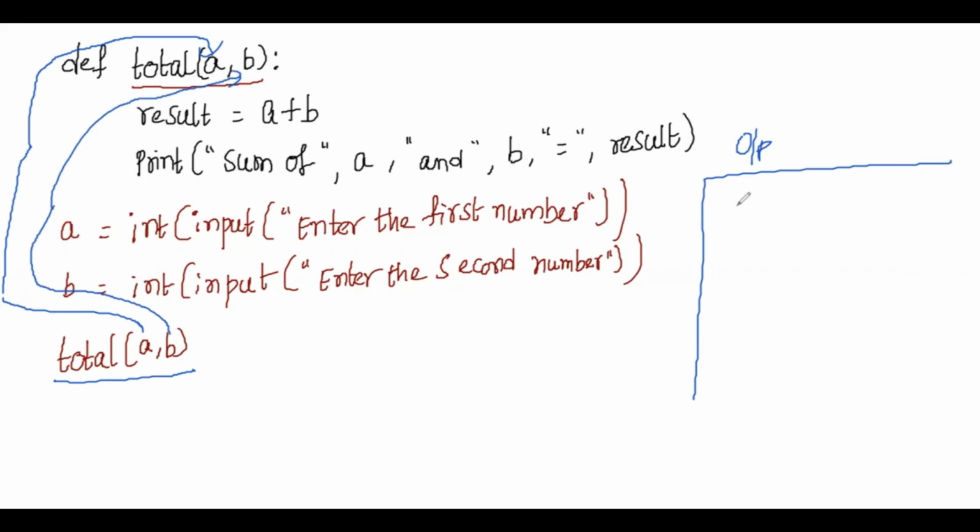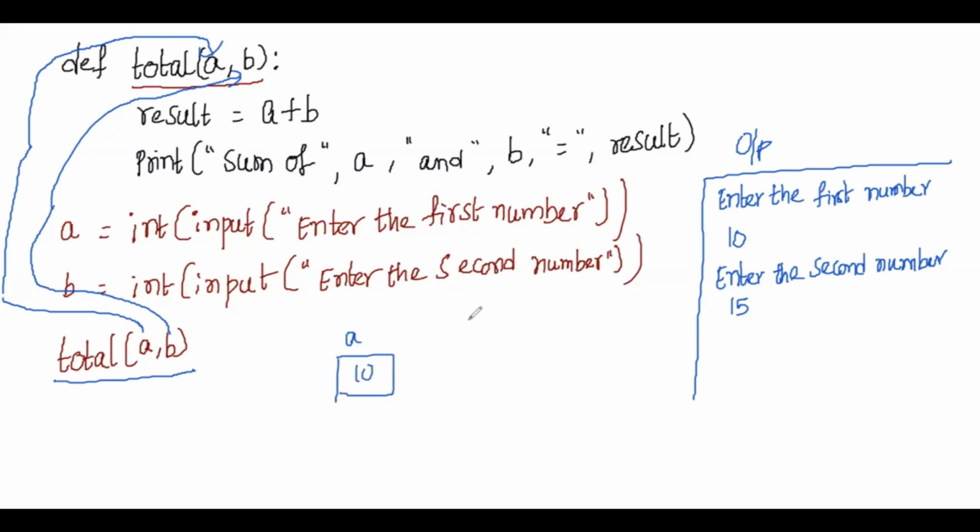Let us suppose the message displayed will be like this: enter first number. For example, the user has entered 10. Now it is asking enter the second number. Let us suppose the user has entered the value 15. Now you can see the value of a becomes 10 and the value of b becomes 15.